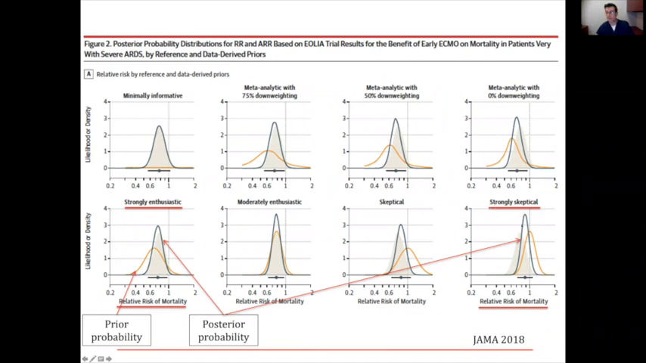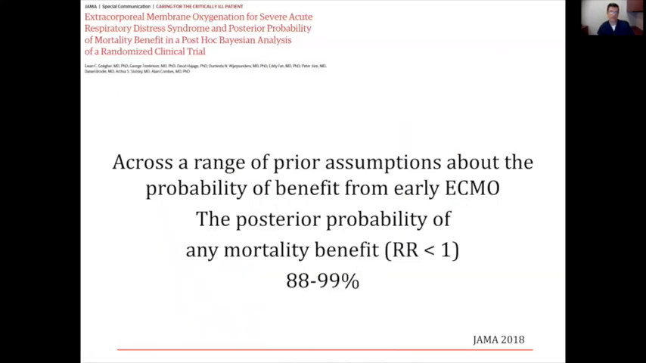Whereas if you were strongly skeptical, your prior was the yellow-orange line here, which was centered on one, meaning we said that people who are skeptical would say that you're just as likely to kill patients with ECMO as you are to help them. And your posterior was dragged way to the left of one, showing that even if you were strongly skeptical ahead of time, with the EOLIA data, there's most likely a benefit.